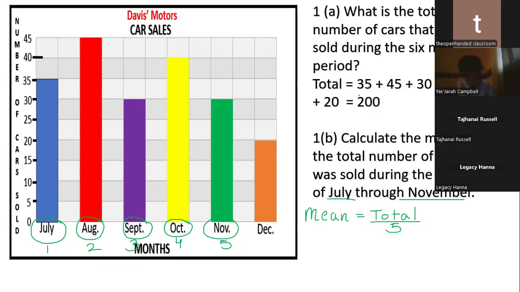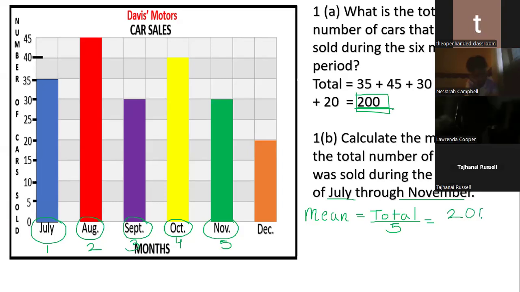What's the total? The total or the sum is what? 200. Very good. And we have to divide that by 5. So we have 200 divided by 5. And so let's go ahead and divide 200 by 5.